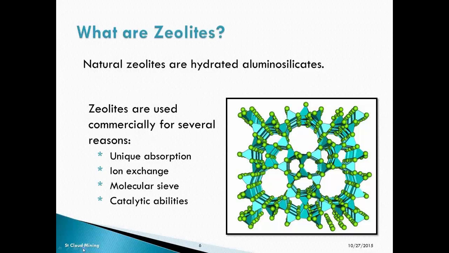Within these channels, they have cations that are naturally there. They're usually things like calcium, sodium, potassium, and magnesium. And these cations can be exchanged for other things in your water effluent that you want to get rid of, like silver, copper, lead, zinc, cesium, strontium, and a bunch of other nasty things, thallium.